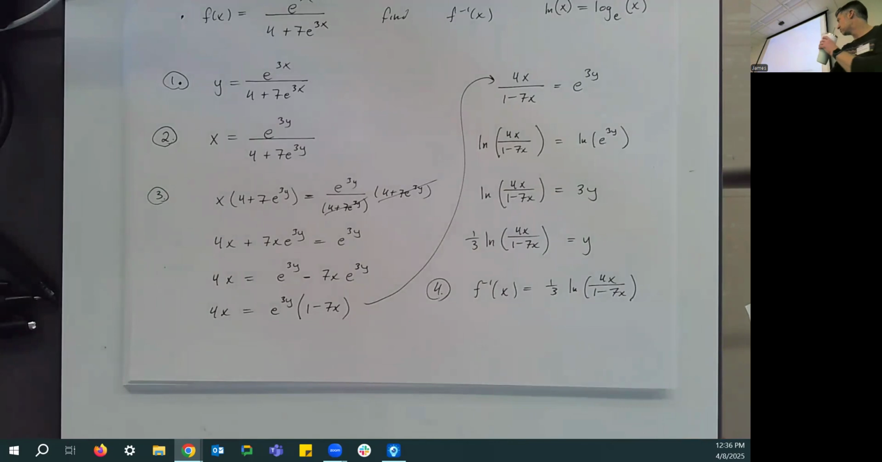Kind of tricky. I feel like we went down this path last time. Any questions or comments before I make you all do one on your own? Yeah.